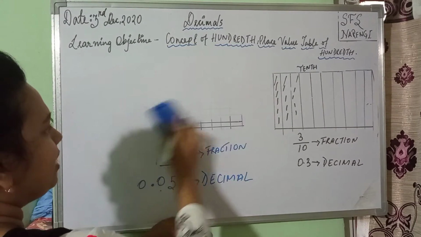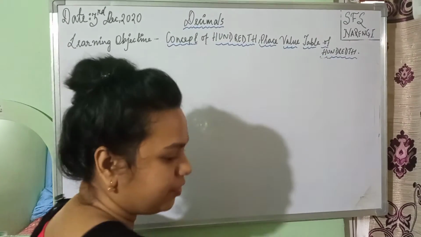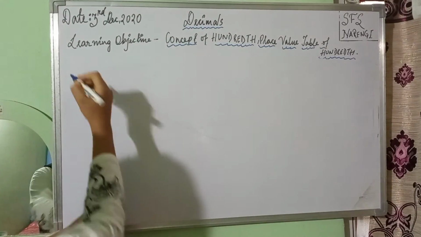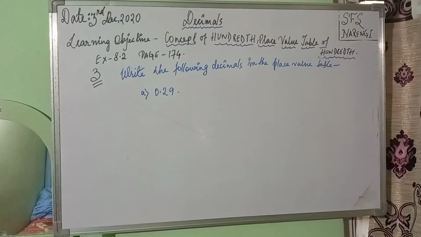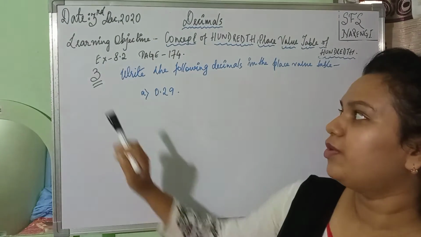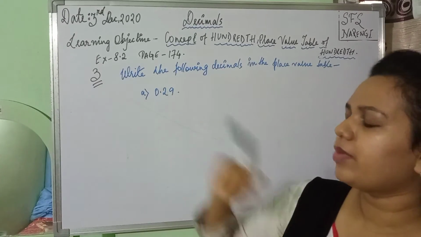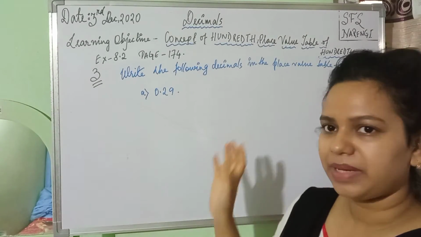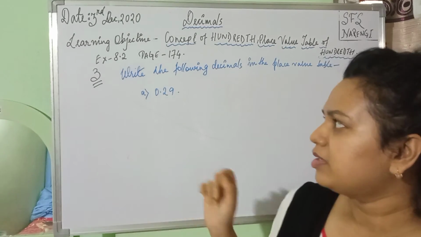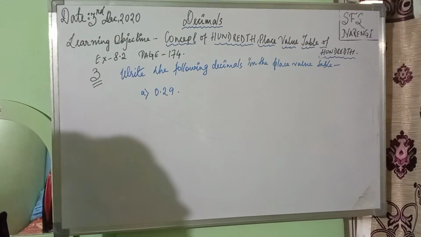Okay, now let us do something. Now let us give the place value of different numbers. Alright children, now I want you to go to exercise 8.2, page 174. Please see question number 3. I will explain the process as we do the problem. In question number 3, you have to write the following decimals in the place value table.